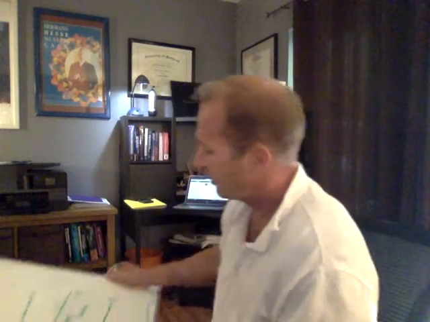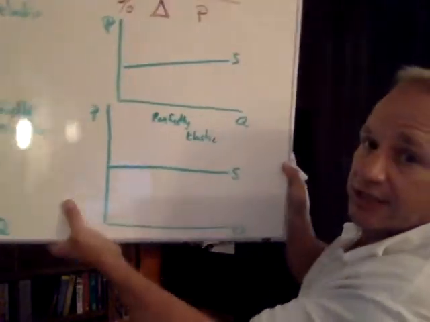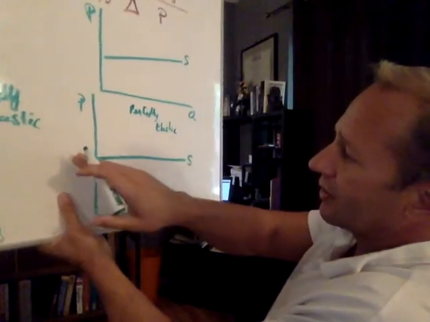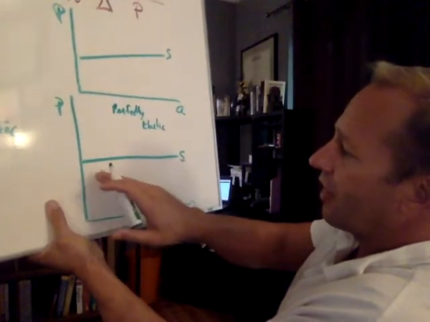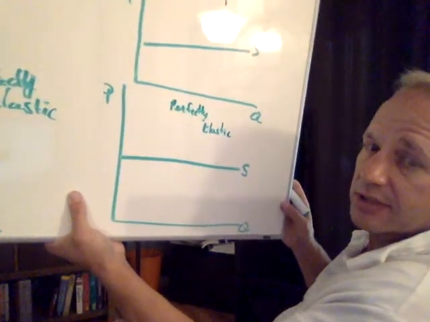I even looked online before I did this, and there are really no good examples of a perfectly elastic supply curve. It's just some theoretical thing that doesn't really, truly exist, but it is useful for thinking about the E. Perfectly elastic. What it would mean is that if the sellers could get this price, they would provide an infinite amount of the good at that price.